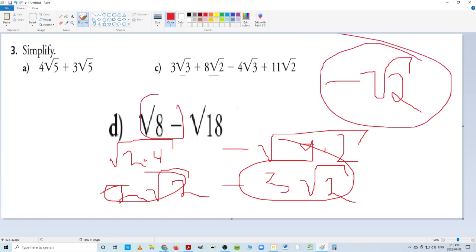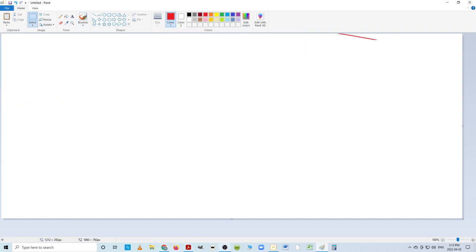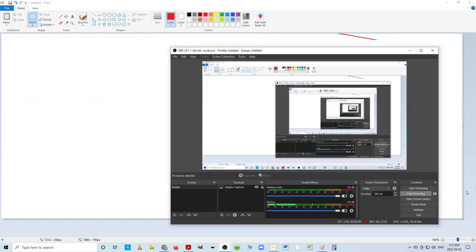So here you had to break it down to see if there was some radical in common, because you can only add or subtract radicals that have the same number. So I'm going to take a little break here and continue in a second.